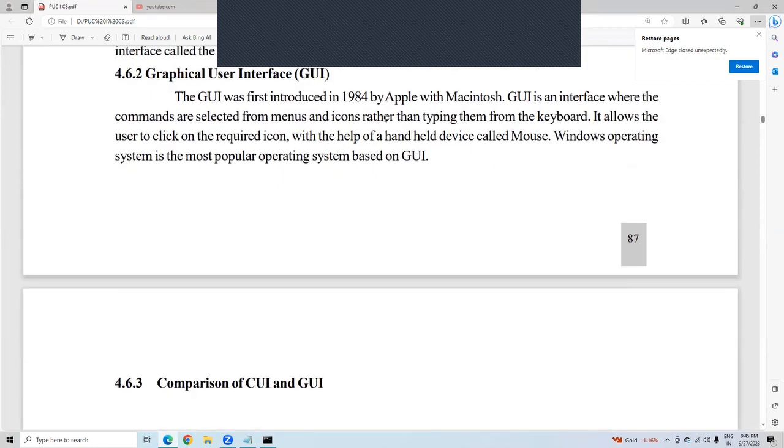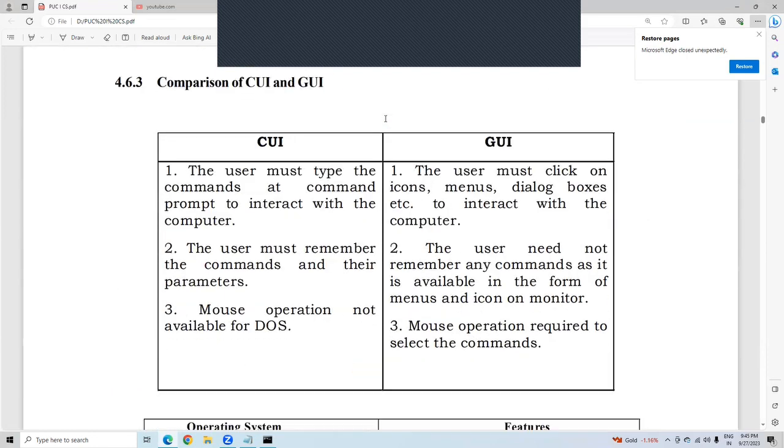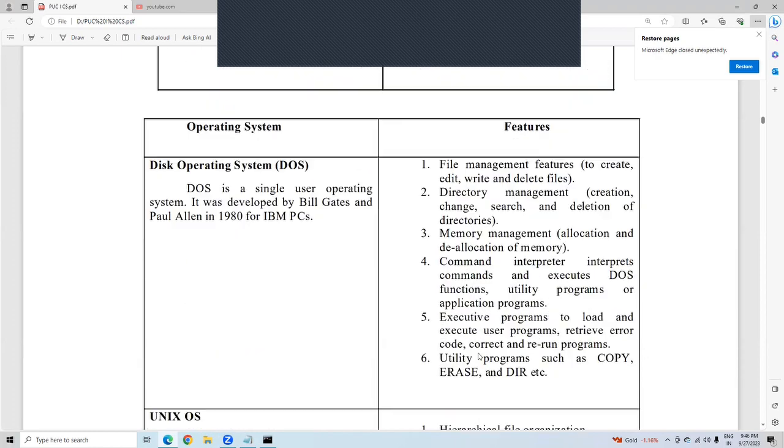Windows is a very popular GUI. By seeing Windows, even mobile operating systems were developed. The common comparison is given. Here, for everything, the user has to type the command to interact with the computer. Here, with the mouse, the user interacts with menus, dialog boxes, icons and all. In DOS the user must remember all the commands. Here it is not like that. When you click on a particular command, all menus, submenus and icons will be on the screen, so the user need not remember all the commands. Mouse operation is not available for DOS, but here it is available.